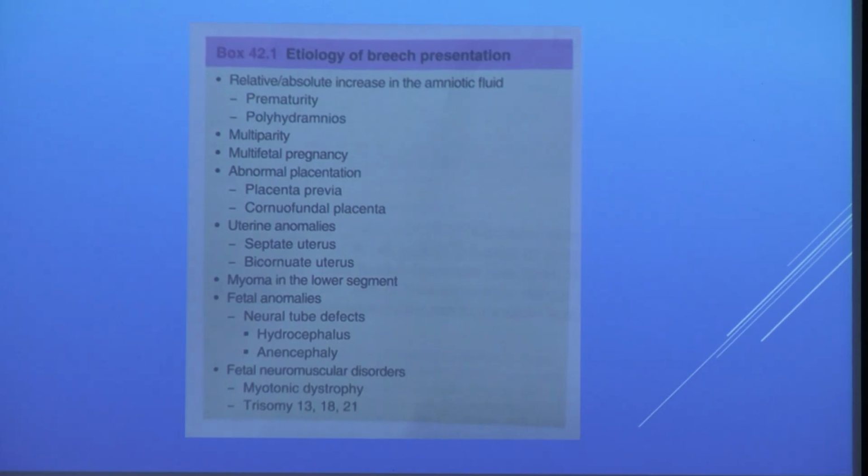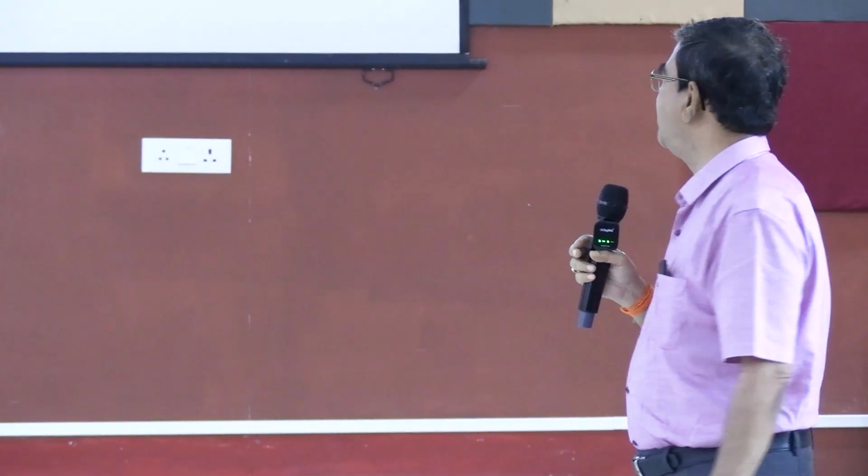Abnormal placentation. If placenta previa occurs, the placenta is in the lower segment, so there is less space to accommodate cephalic presentation, and the buttock will come to the lower segment. So in cases of placenta previa, we may get breech presentation. Cornufundal placenta: if the placenta occurs in the cornu and fundus, that also reduces the space to accommodate the head, and the buttock will be in the lower segment.